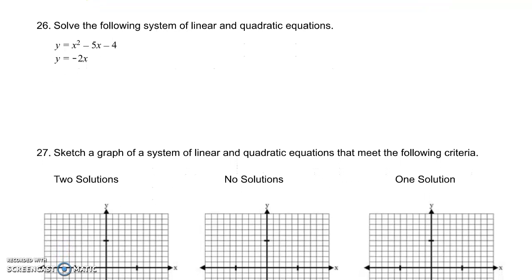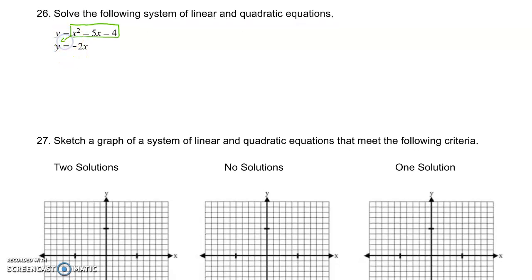Solving the following system. I know we did a lot of this using substitution, so we have that y is equal to x squared minus 5x minus 4, and y is equal to -2x. So we can take the y that's equal to x squared minus 5x minus 4 and substitute that in to the y here, giving us x squared minus 5x minus 4 is equal to -2x. From here, make it equal to 0 and solve using any of our methods that we've worked on.